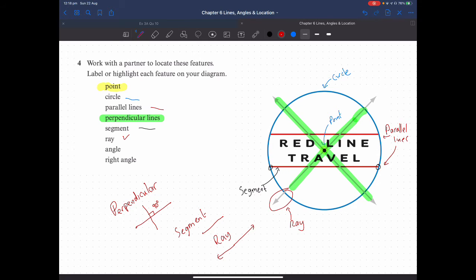Next thing is an angle. We find angles between two straight lines. So on this diagram, there's a number of angles. For instance, there's an angle between the two grey lines. There's an angle between the red lines and the grey lines. The right angle is between the two grey lines, as I said before.